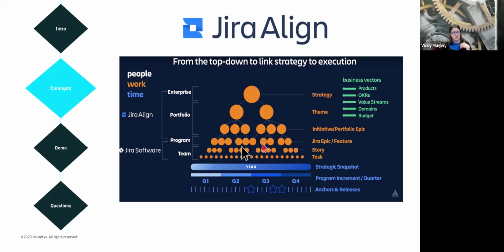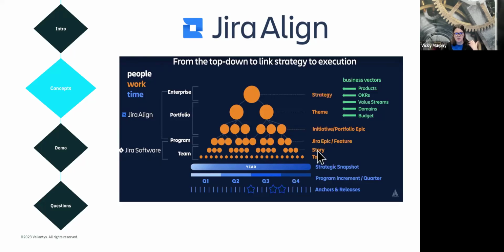Break that down into the program. This is also the team of teams layer. Again, if you're following SAFe, this would be your release train layer, where you have a group of teams who are planning and executing together. They're working on your features, and these are going to correlate to our Jira epics, which I'll talk more about in just a second. And then below that, we have our team level.